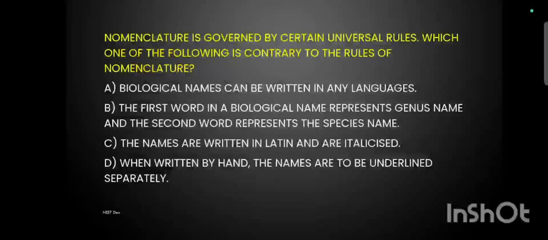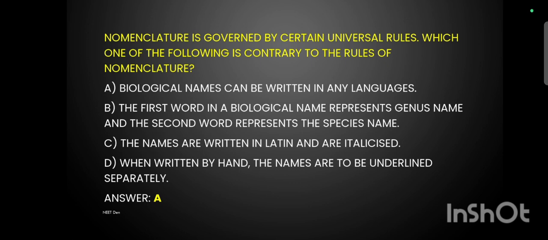Question, nomenclature is governed by certain universal rules. Which one of the following is contrary to the rules of nomenclature? Option A, biological names can be written in any language. Option B, the first word in a biological name represents a genus and the second word represents species. Option C, the names are written in Latin and are italicized. Option D, when written by hand, the names are to be underlined separately.